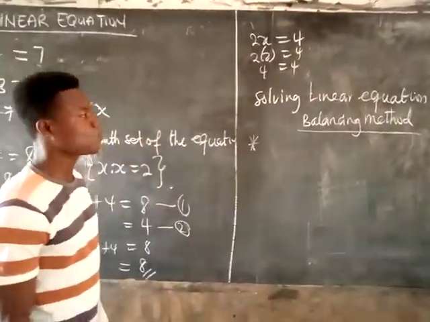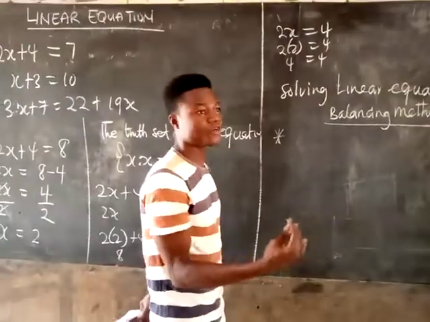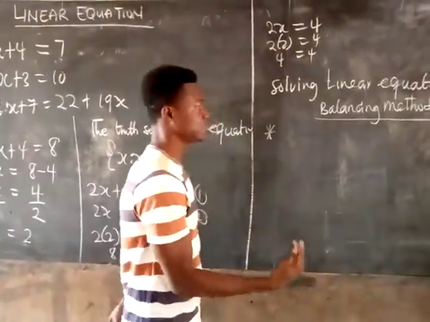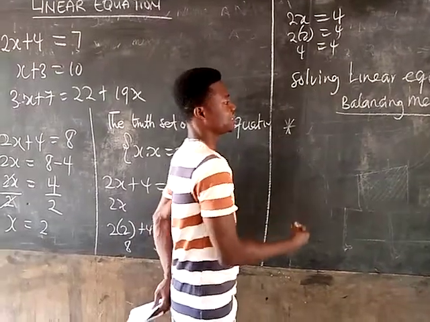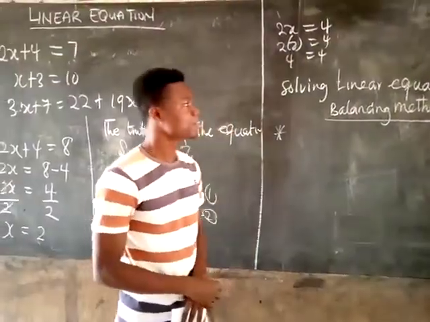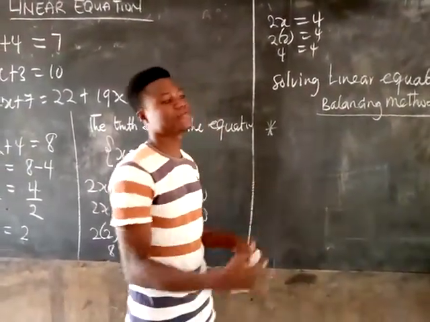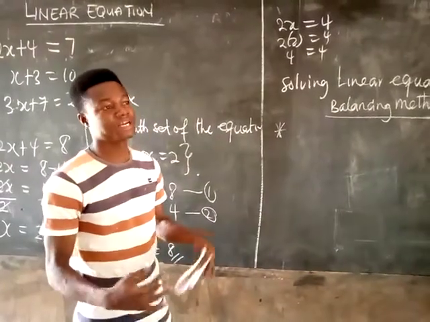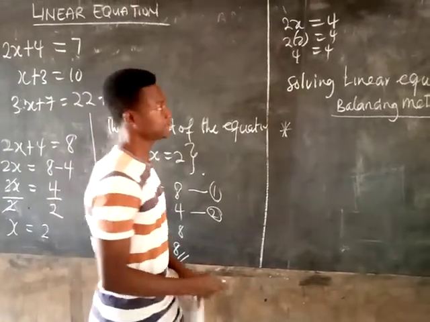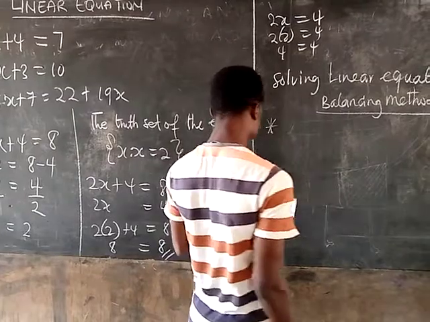One, you have to add the same quantity to both sides of your equation. Another step is that you subtract the same quantity from both sides of your equation, and then you multiply both sides of the equation by the same quantity, and when necessary you also divide both sides of the equation by the same quantity.